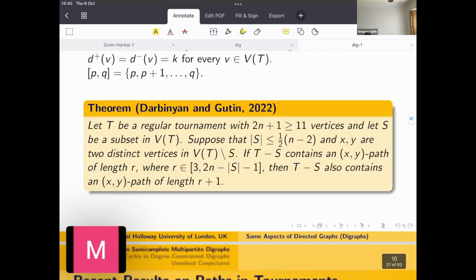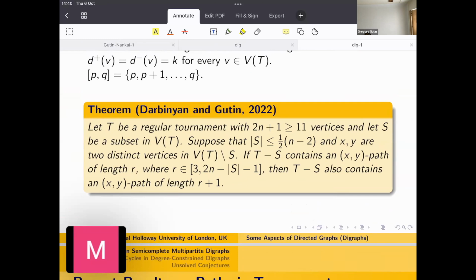So with Samuel Dabinan, we published basically this year the following theorem. It says: let T be a regular tournament with 2n plus 1 vertices, which is at least 11, and let S be a subset of our vertices. Suppose also that S is of size at most half of n minus 2, and X and Y are two distinct vertices in the tournament, but not in S. If T minus S contains an XY path, a path from X to Y of length R, where R is in the interval between 3 and 2n minus S minus 1, then T minus S also contains an XY path of length R plus 1.